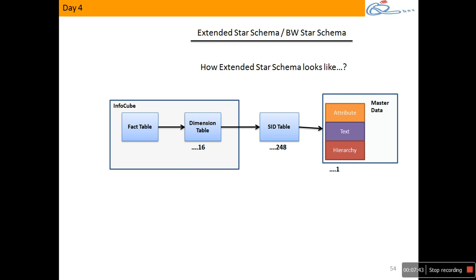Why 16, why 248, we will see when we get to the link. But this is how the architecture, or the schema, looks. Clear on this? When you say cube, we only refer to the fact and dimension tables. The SID tables and master data are outside the cube.